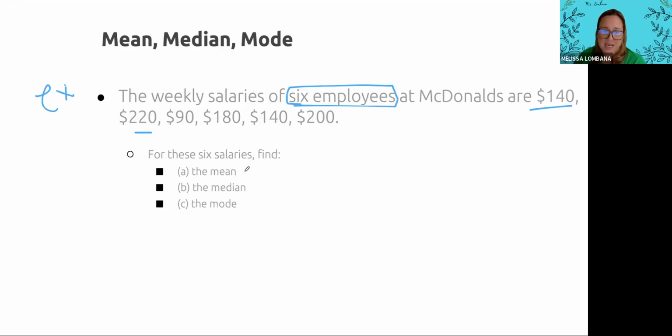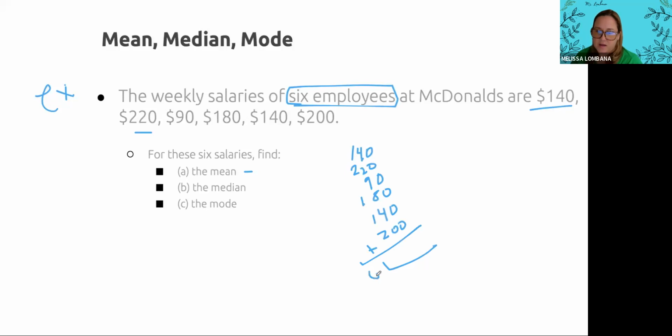For the mean, the first thing you're going to do is get all of the numbers, all of the salaries, and add them up. You could use a calculator if you like. It'll give you a number, and then you're going to divide that number by 6 because we have 6 pieces of data. That will give you your average. Now, to get the median, right?